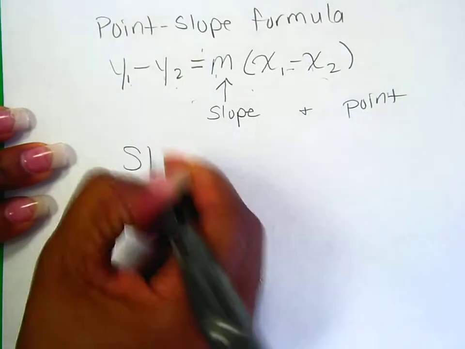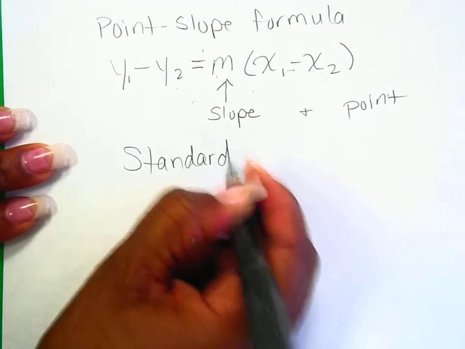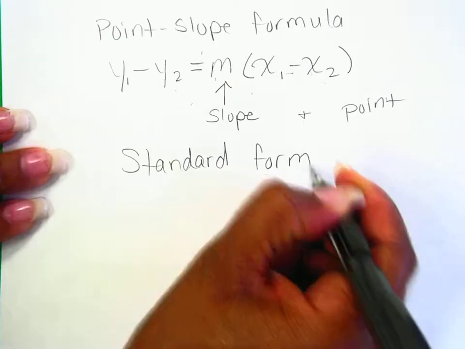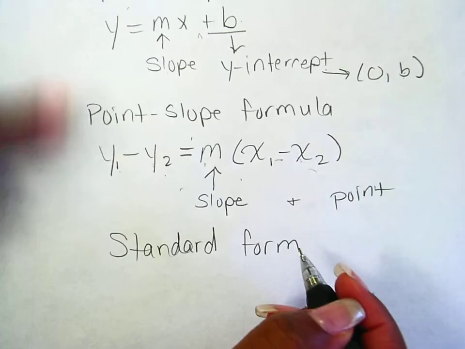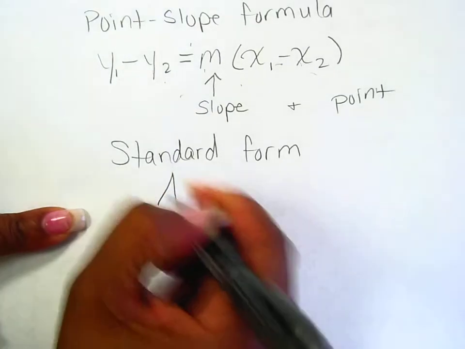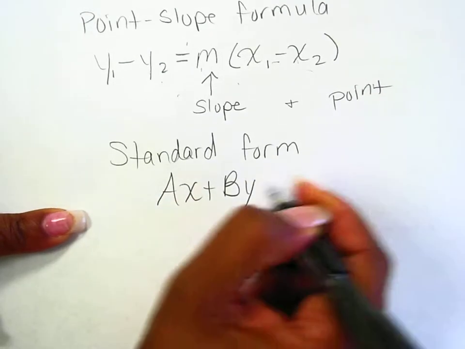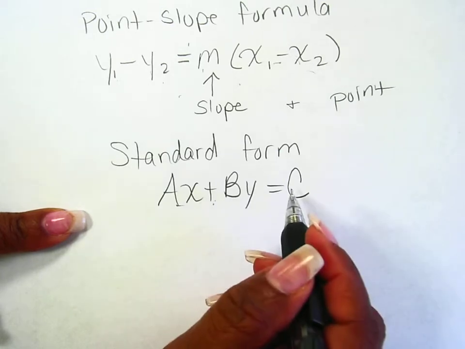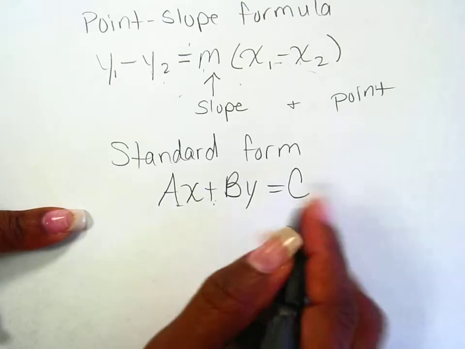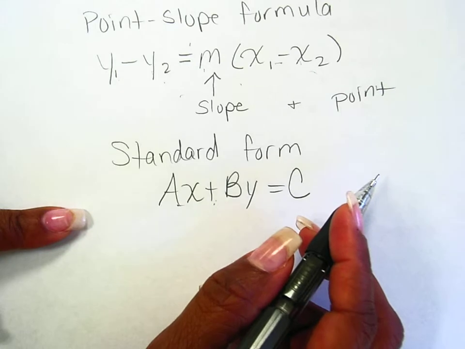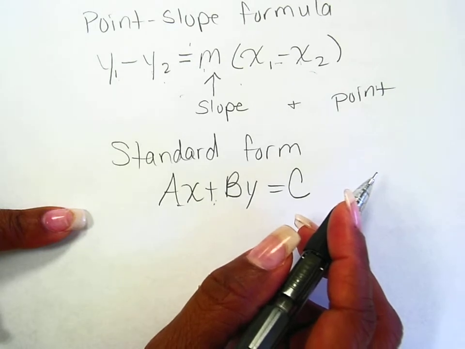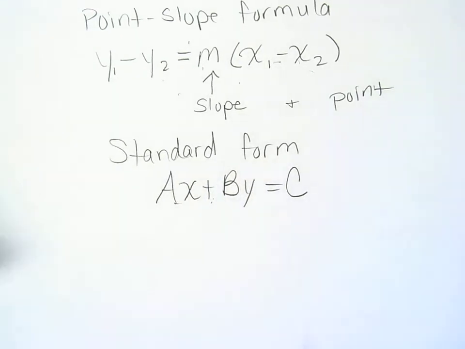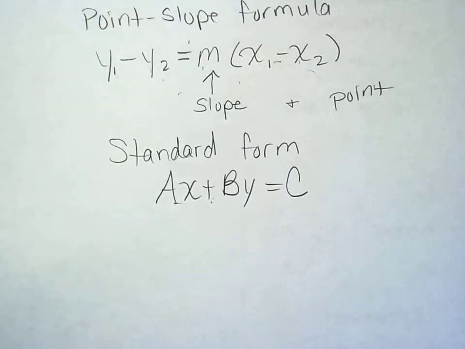Now the standard form. When I use the standard form, I would just convert the slope intercept form to standard form, which would be a times x plus b times y, so ax plus by equals c, where these are real numbers, okay? It doesn't matter if they're decimals, they could be decimals. But usually you don't see it like that, unless you're dealing with a real world situation.